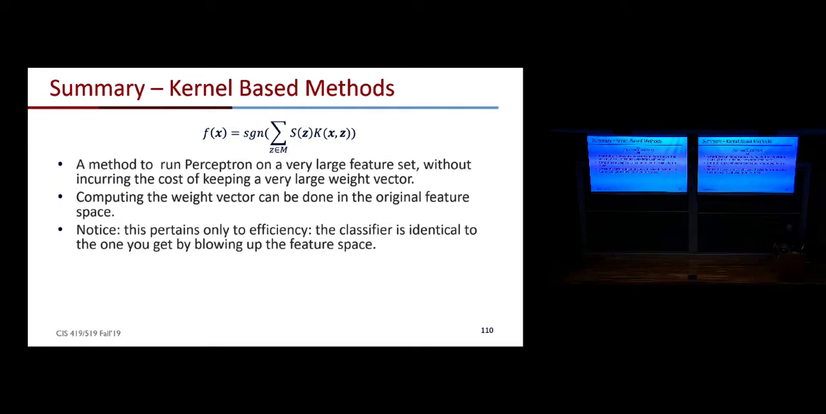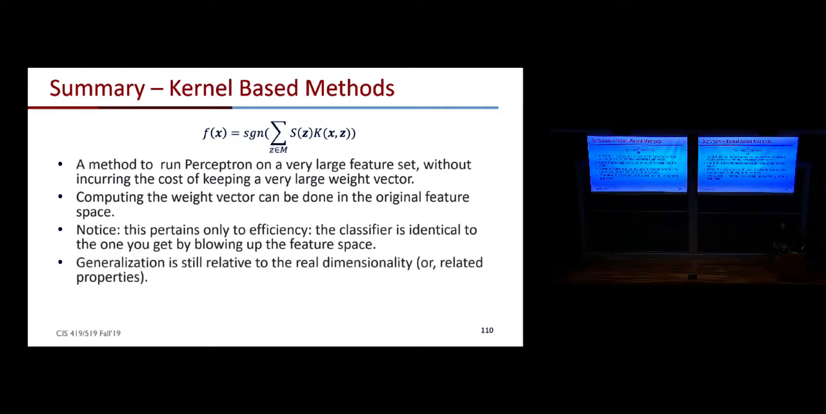Now, I commented last time, and it's really an important comment, that this really pertains only to efficiency. We actually haven't done anything that makes learning better. We just rewrote algebraically the representation. The classifier that you will get is identical to the one that you would have run in the original feature space. So you haven't touched generalization, whatever that is, right? If you were doing well on future examples in the W space, you will do as well in the dual space and vice versa.